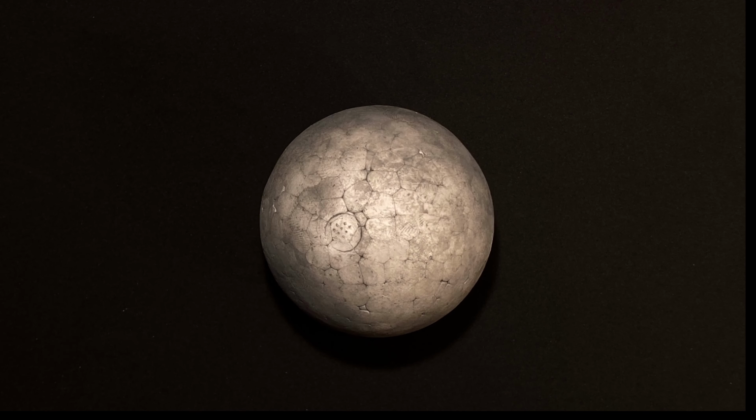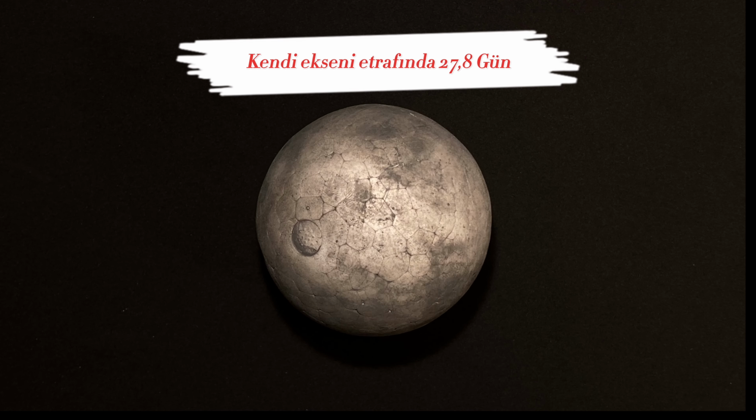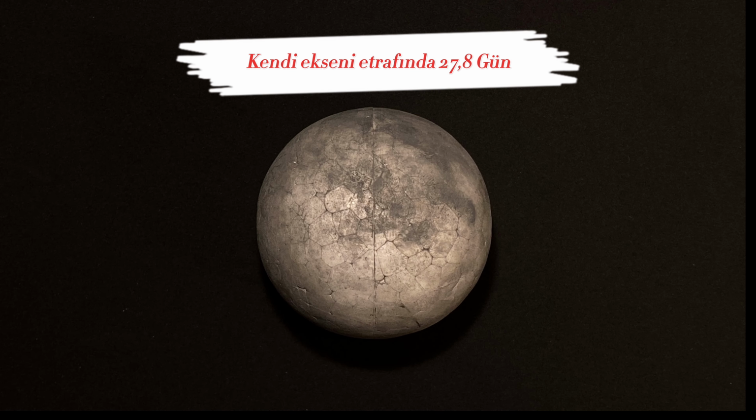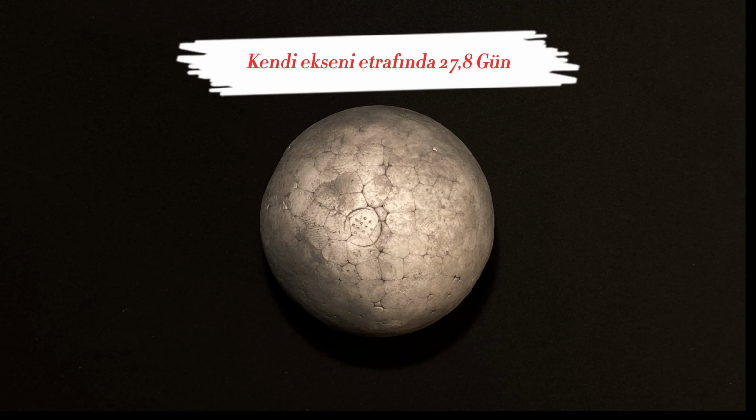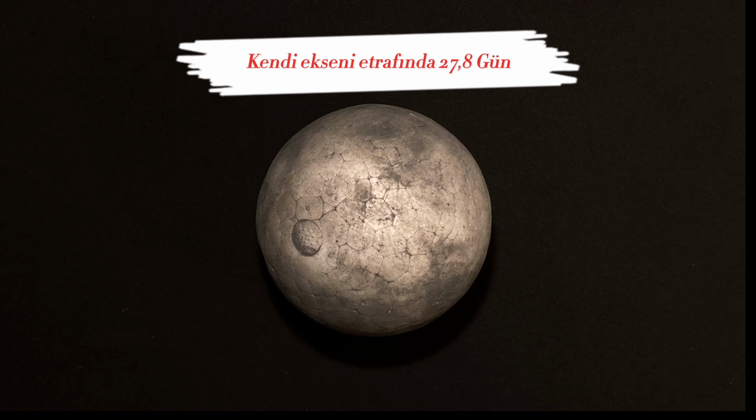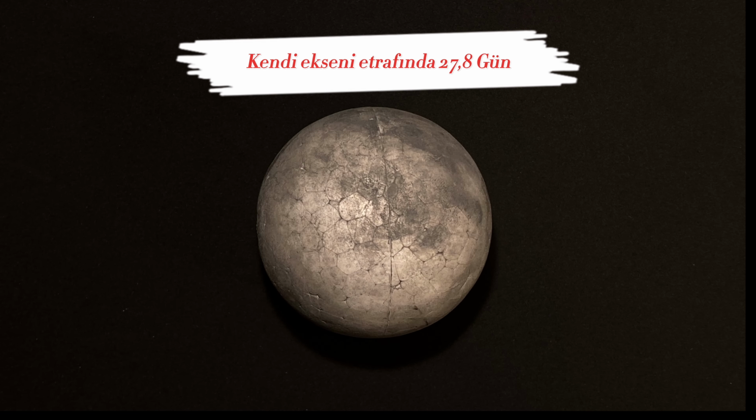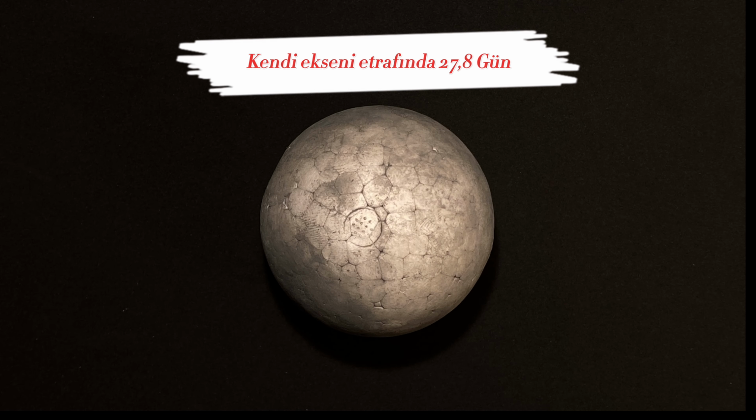Let's examine the movements of the Moon. The Moon has 3 different movements. The first of these is the rotation movement that it completes around its own axis in 27.8 days.